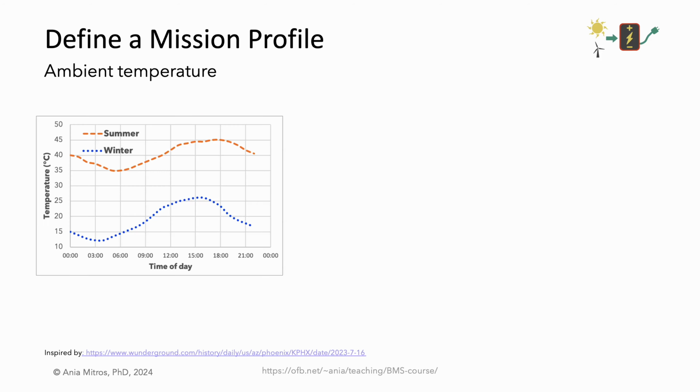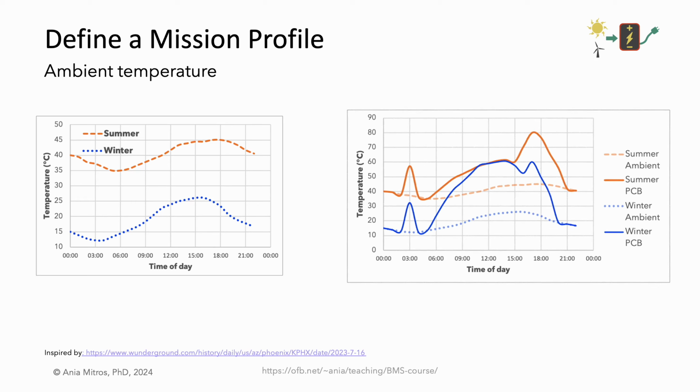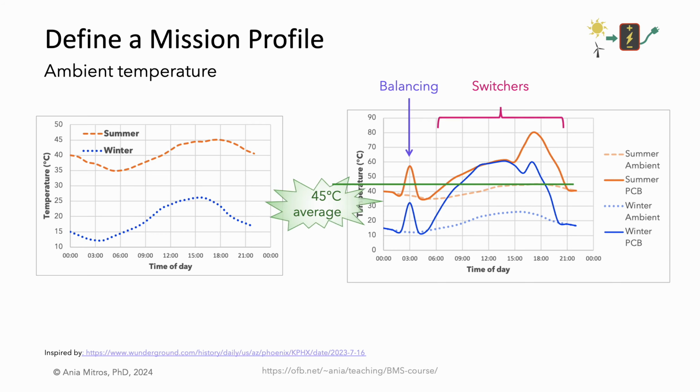Next, let's get more rigorous on ambient temperature. You might look up ambient temperatures over time for the most challenging climate where you intend the product to perform well. For example, in Phoenix, Arizona, daily temperatures fluctuate like this in mid-July and in mid-December, the hottest and coldest months of the year. We can add the self-heating of our electronics on top of that ambient profile with bumps in temperature due to balancing and the switching converters, and calculate the average temperature on the PCB, average for the whole year. This is our application temperature for the Arrhenius equation.